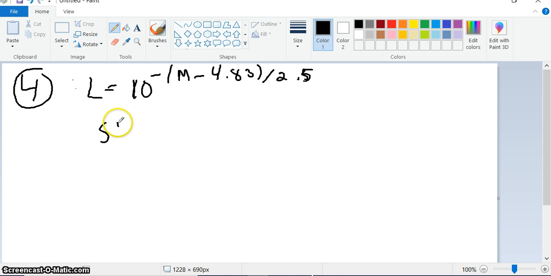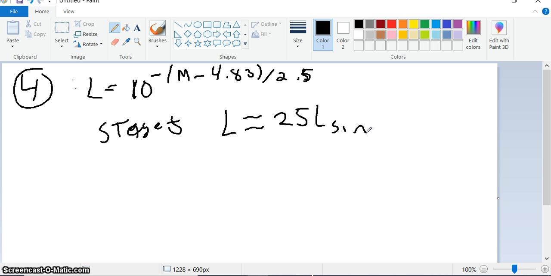Okay, so this is of course stage 5. I'm going to say the luminosity, and again, it depends, it's not the best graph. Let's say it's 25 times the luminosity of the sun. So that's the sun luminosity, and that's what we're going to plug in. Since we're basing this off the sun, we've got to use the absolute magnitude of the sun.